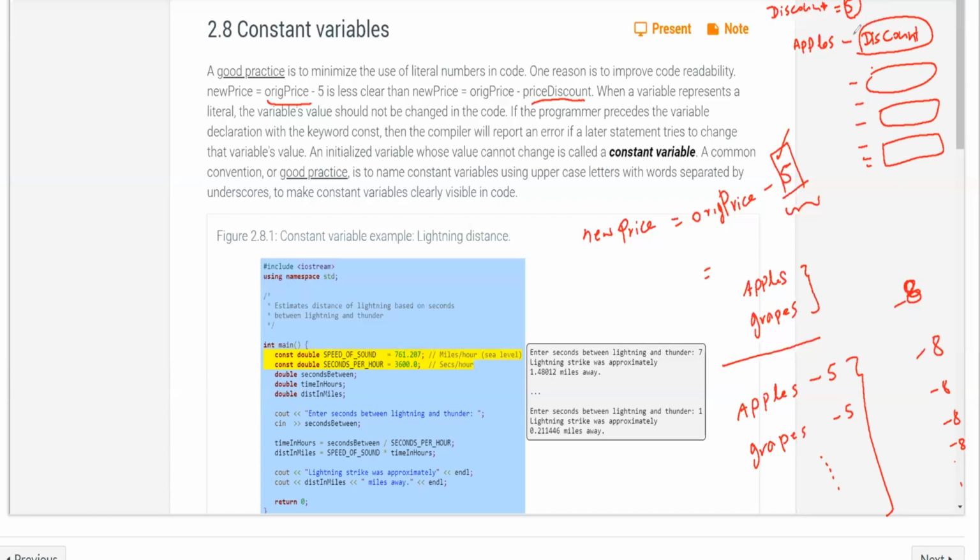So it is good practice to use a constant value for something that you're not changing in the whole program itself, and it will stick there. So this is where I'm using a constant value, const, right?